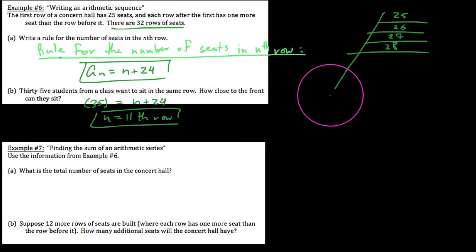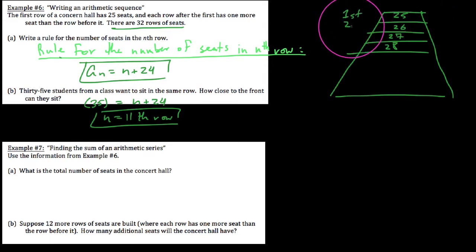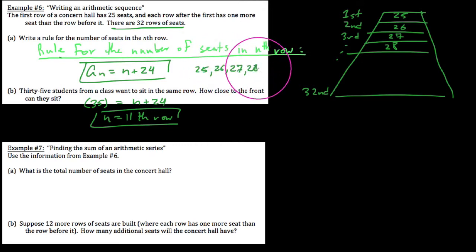So essentially what we're saying is we have this concert hall, and this isn't a very good illustration of it, but we have our first row, second row, third row, and so on, all the way out to the 32nd row. We had identified that this really is just an arithmetic sequence, because there are 25 seats in the first row, 26 in the next, 27 in the next, 28 in the next, all the way out to the 32nd row, and we do have a rule for this, so I kept it here.